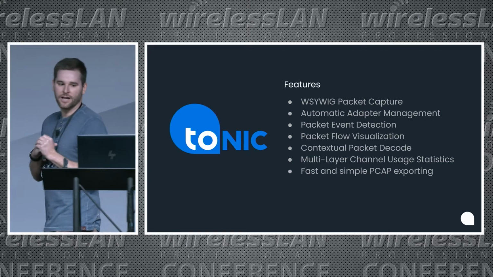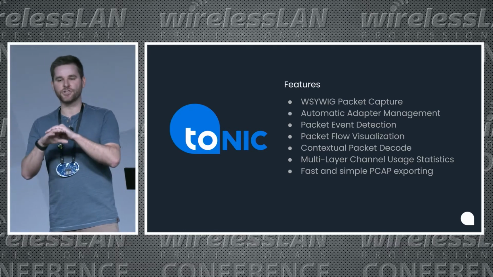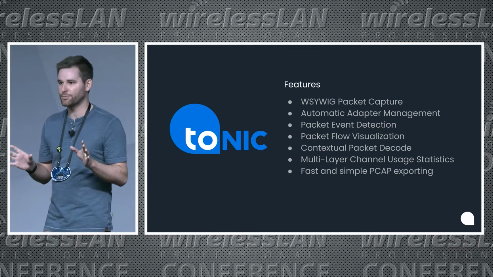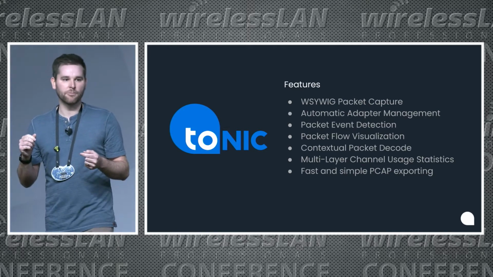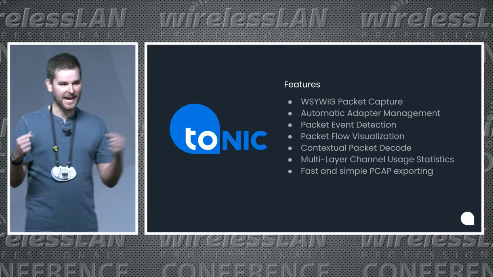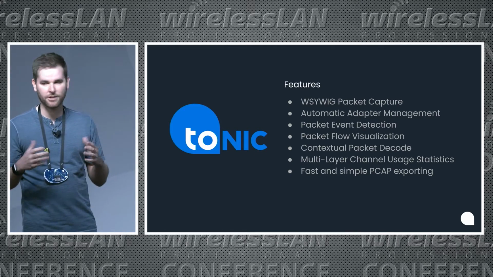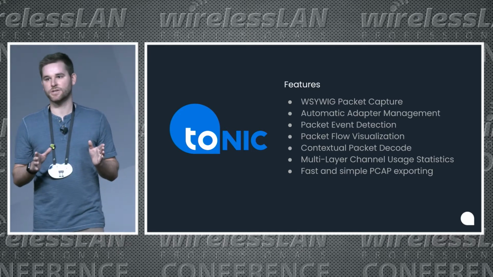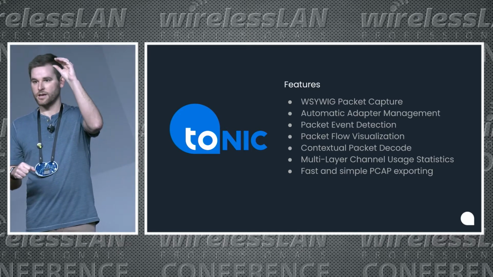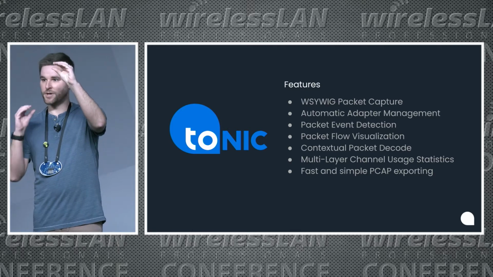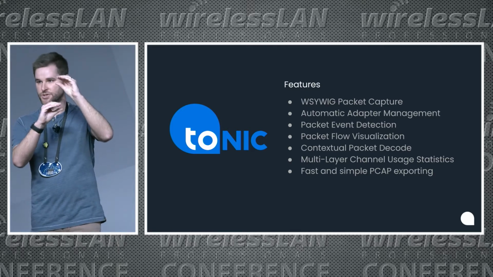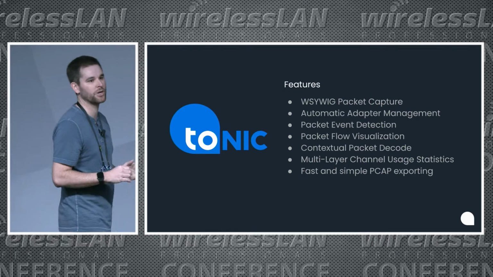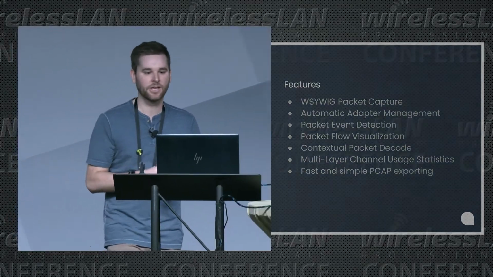We also do channel usage statistics across multiple layers. So we pull in some data from the Wi-Spy. If you decide to connect to Wi-Spy, you get Wi-Spy data in there. If you don't, no big deal, it just doesn't show up. And we also show you airtime usage. So you get both layer 1 utilization, and you also get layer 2 airtime usage all in the same tool. And I've really enjoyed being able to compare those two.